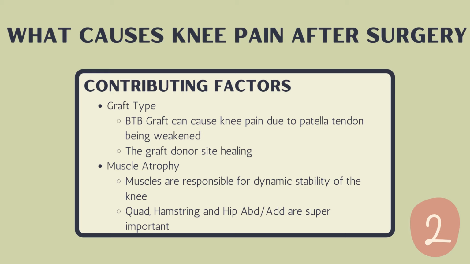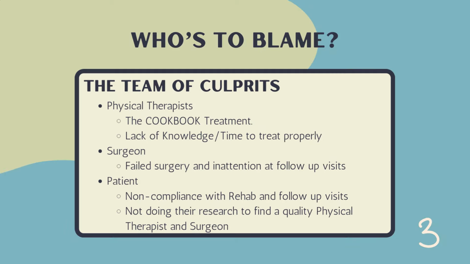That atrophy has to be overworked, because you may not get your mass back, but the strength in the muscle fibers has to be equal to the other side, or has to be at a place where it can disperse a lot of those forces. So now the question is, who's to blame? There are three people to blame besides your graft site: the physical therapist, the surgeon, and yourself.